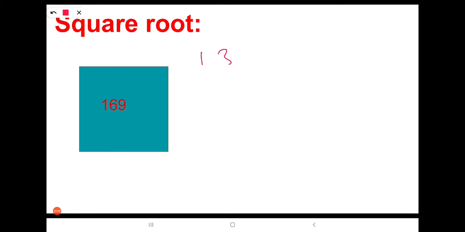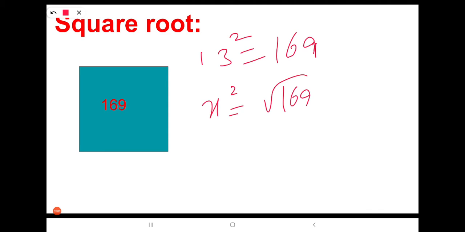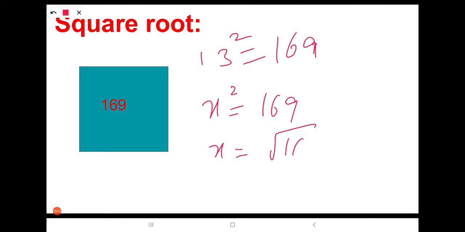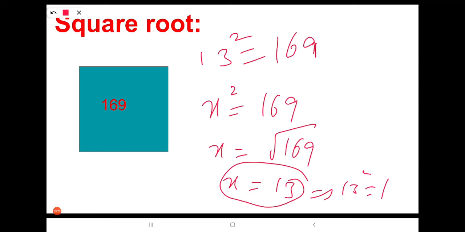Suppose you can see here, 13 square makes 169. And x square is equal to 169, so x is equal to under root 169. Sorry, very sorry. This is nothing but x is equal to 13, we got. If you square this, we get again 169. So by this we can say that square and square roots are inverse operations.